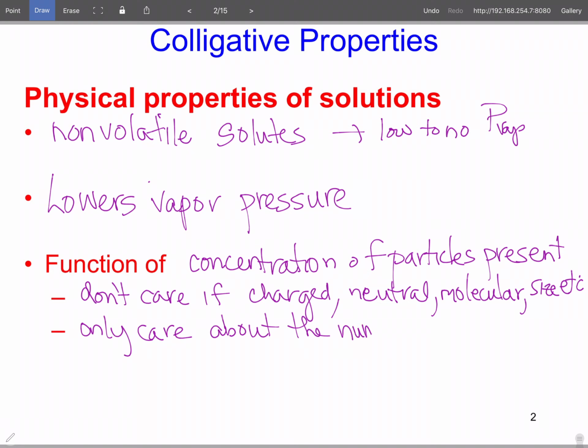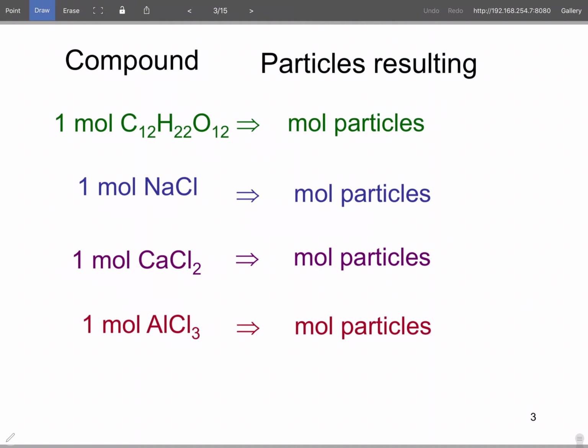So, if we have a particle and it can break up into multiple pieces, then we worry about the multiple pieces. We don't worry about the particle initially. So what this truly means is if we look at C12H22O11, this is sucrose, table sugar, then you end up with 1 mole of particles for every 1 mole of sucrose because this is a non-electrolyte.